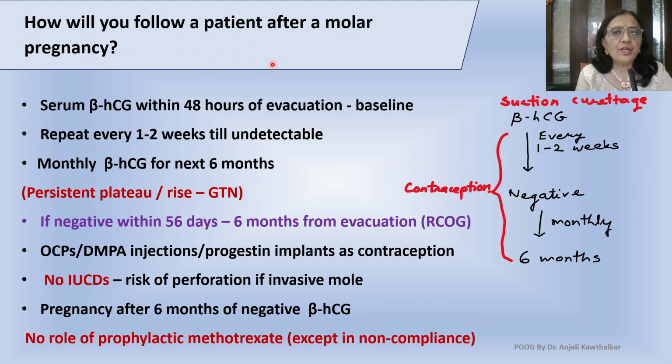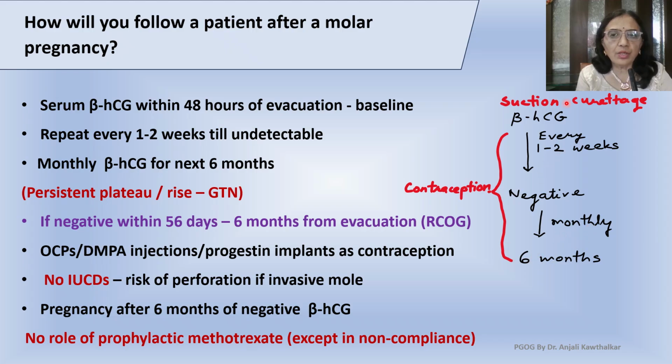How will you follow a patient after molar pregnancy? Most important clinical question, and as a gynecologist, we should be thorough about this. So we do serum beta HCG within 48 hours of evacuation. This is considered as the baseline level. Then we repeat it every 1 to 2 weeks till it becomes undetectable. Once it becomes undetectable, once it is negative, then we do it on a monthly basis for another 6 months.